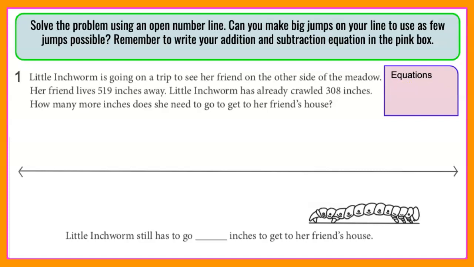Little Inchworm is going on a trip to see her friend on the other side of the meadow. Her friend lives 519 inches away. Little Inchworm has already crawled 308 inches. How many more inches does she need to go to get to her friend's house? Write your answer down here after you solve it on the open number line. Then write two equations.